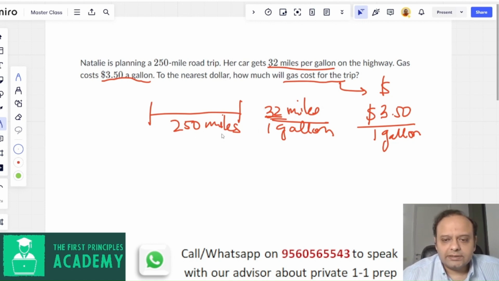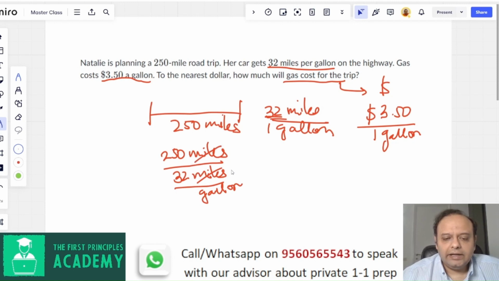Now we have a distance and we have a distance divided by gallons. If you divide this 250 miles by this number, 32 miles per gallon, right? You can cross these miles and you would have a number which would be just in gallons, right? Because this is 1 by gallon, the reciprocal of that, you would have gallons. So this is equal to 250 by 32 gallons. So this is the number of gallons Natalie would use in her road trip.